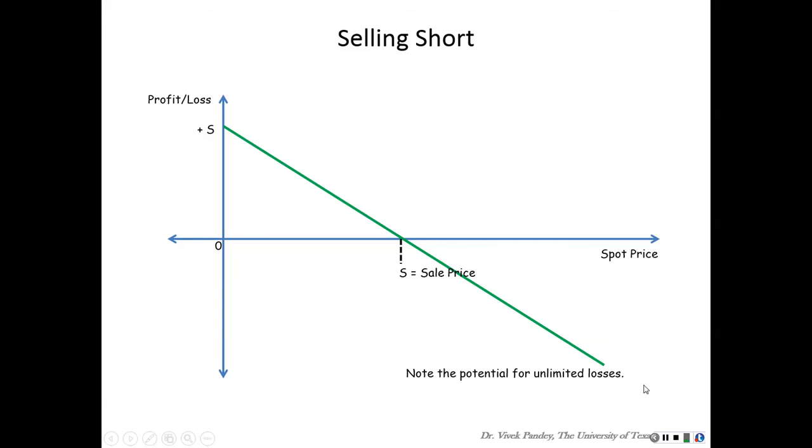And that's why when you sell short, you should be very vigilant and cover your short pretty quickly if the stock price starts to rise. So selling short is very, very risky. You should not do it if you're just an occasional participant in the stock markets. Right?